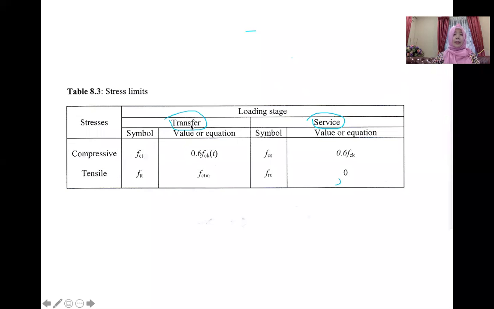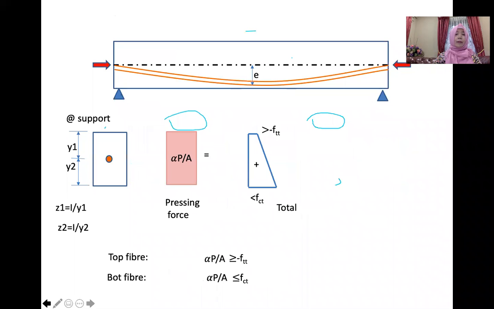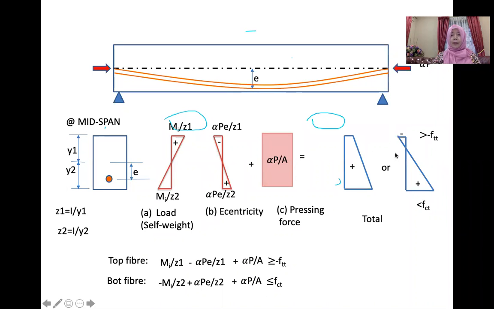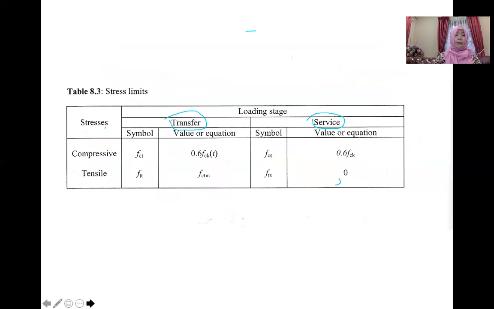You need to understand that during the transfer, the bottom is compressive and the top is tension. This is tension, this is compressive. So the tension will happen at the top, at least at the top. This is the top fiber.